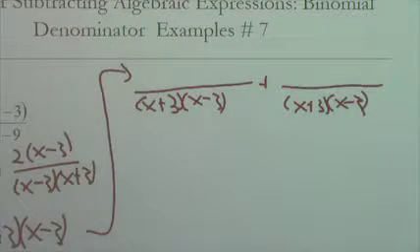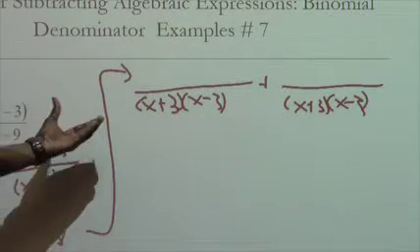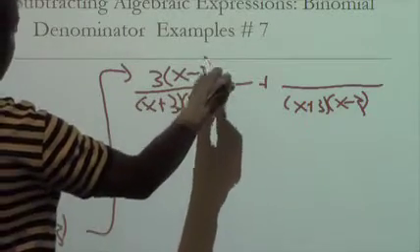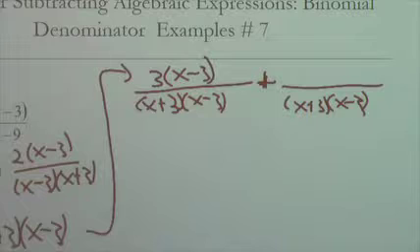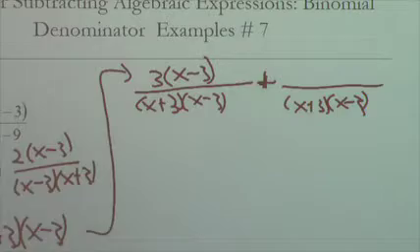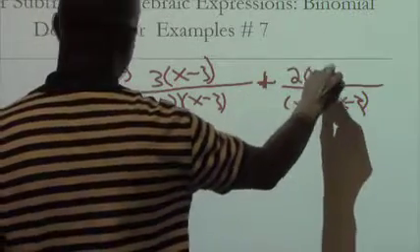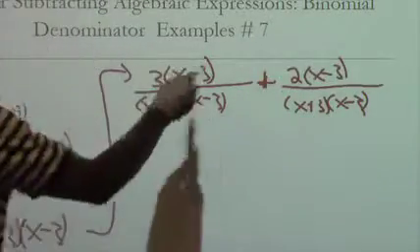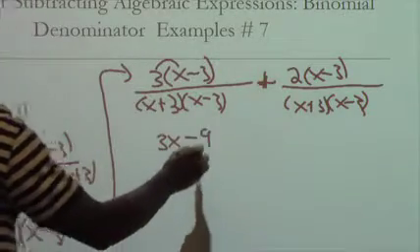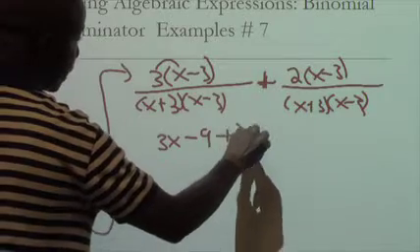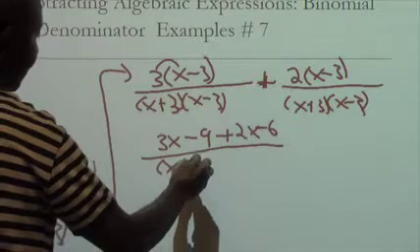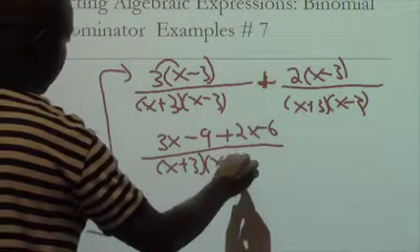Now let's go back and see. So x plus 3 into that will be left with x minus 3. So we have 3 times x minus 3. So plus sign here. Then x plus 3, x minus 3 into that is going to be 1. So we're going to be left with just what? 2 times x minus 3. So let's do the operation on top. That's going to be 3x minus 9 plus 2x minus 6 over x plus 3, x minus 3.